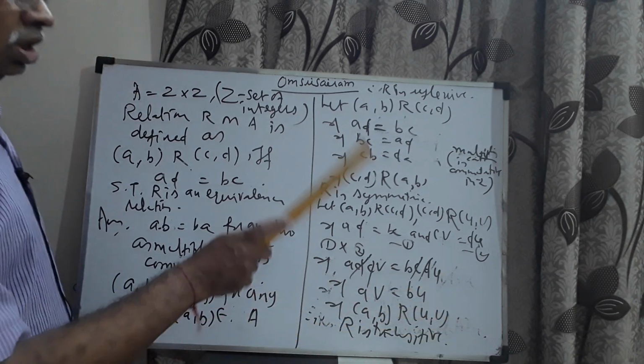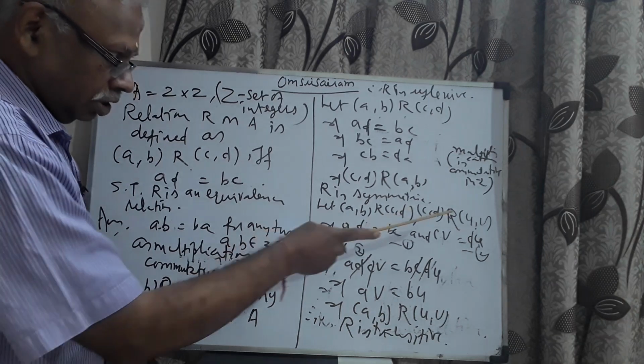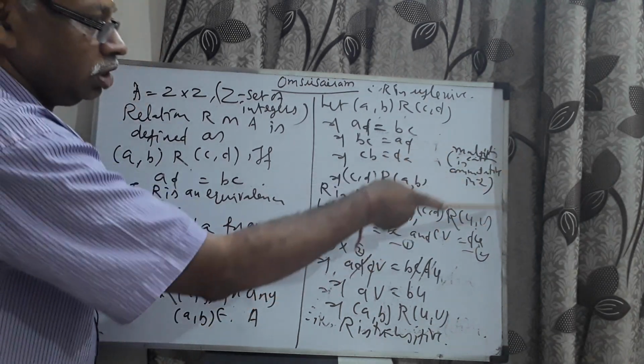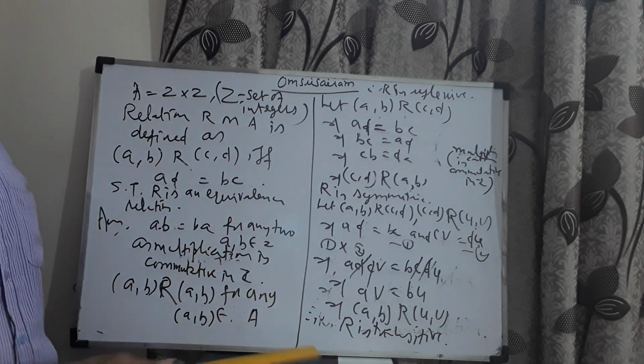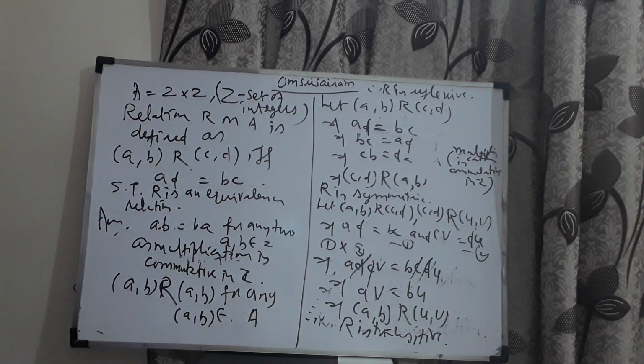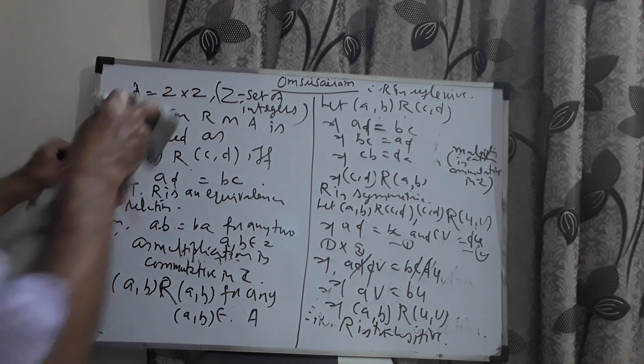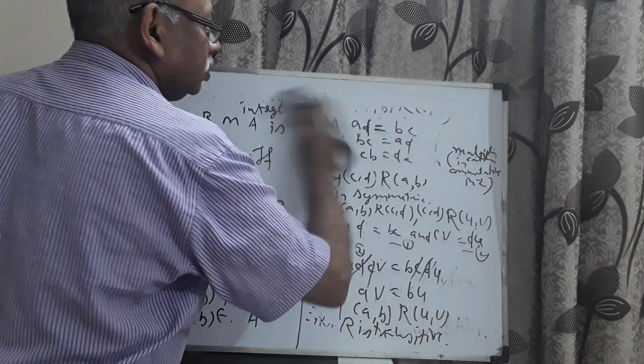Therefore A, B related to C, D and C, D related to E, F will imply A, B related to E, F. Therefore R is transitive. R is reflexive, symmetric, transitive. Therefore R is an equivalence relation.